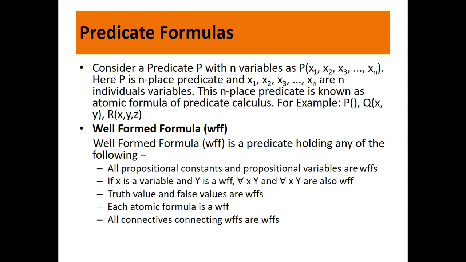Now, what are these predicate formulas? Consider a predicate P with n variables, P(x1, x2, x3, ..., xn). Here, P is an n-place predicate and x1 to xn are n individual variables. This n-place predicate is known as an atomic formula of predicate calculus. The examples are already given: P, q(x, y), r(x, y, z), where p, q, r are the predicates. We already saw the examples in the previous slides.